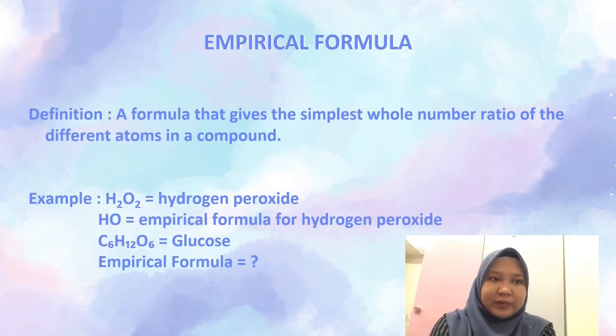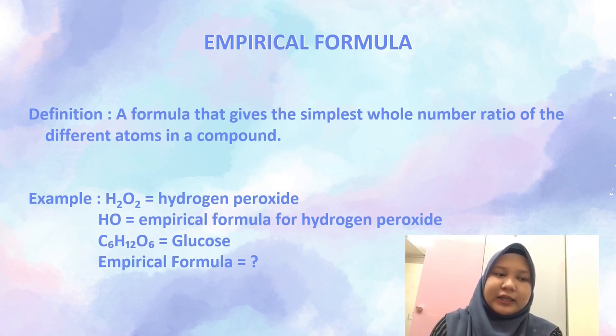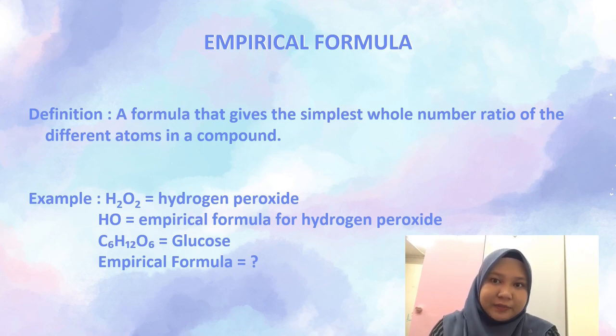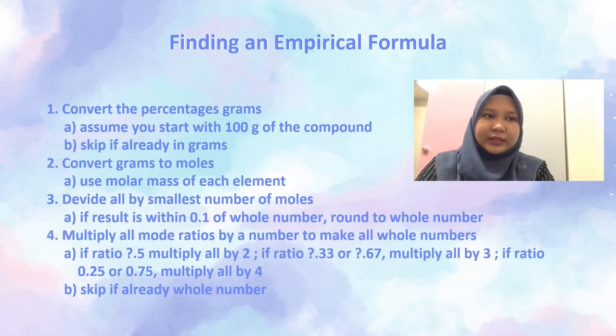The definition of an empirical formula is a formula that gives a simple whole number ratio of the different atoms in a compound. For example, H2O2 is hydrogen peroxide, and HO is the empirical formula for hydrogen peroxide. C6H12O6 is glucose. And what is its empirical formula? Next, how to find an empirical formula.